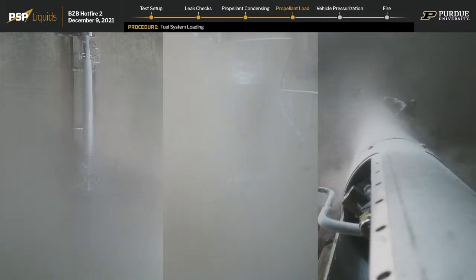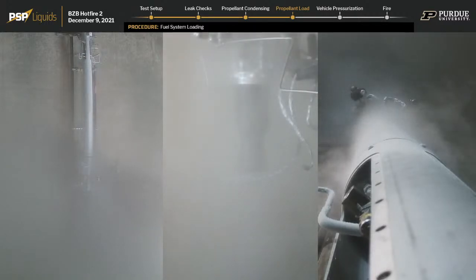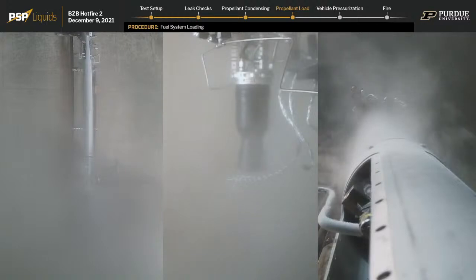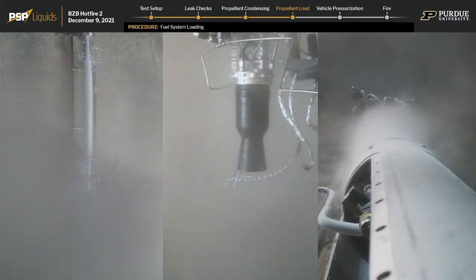A little more, and then we will be moving on to vehicle pressurization. Just to reiterate, because I believe we missed the first part of that announcement, we are completed with vehicle load. We're just waiting a little bit longer for the chill-in, and then we will be moving on to vehicle pressurization.